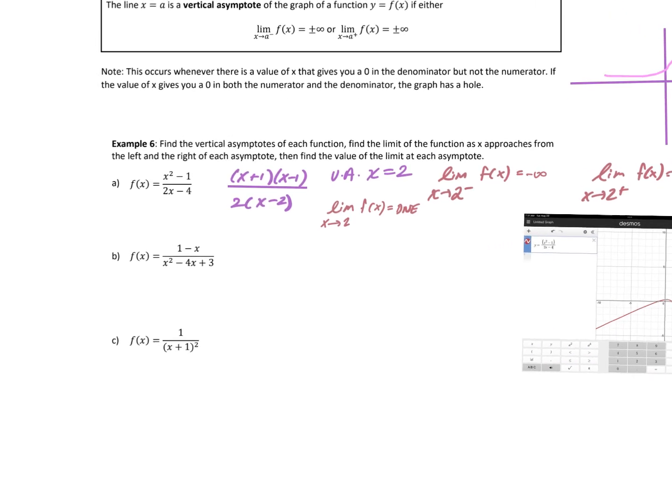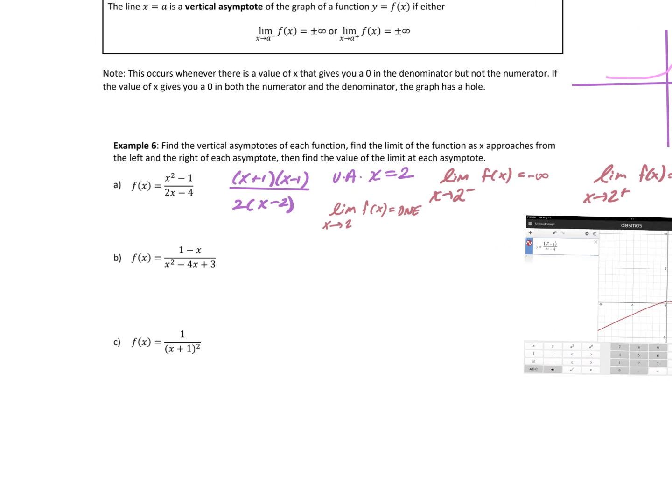All right, for this one, I'm going to, again, factor it. Hopefully we've got a hole here, maybe. So the top is 1 minus x. The bottom is x minus 1, x minus 3. This cancels to -1. So the x minus 3 remains, which means the x minus 3 is a vertical asymptote. So vertical asymptote at x equals 3. And there's also a hole at x equals 1, but that's really not part of this question.